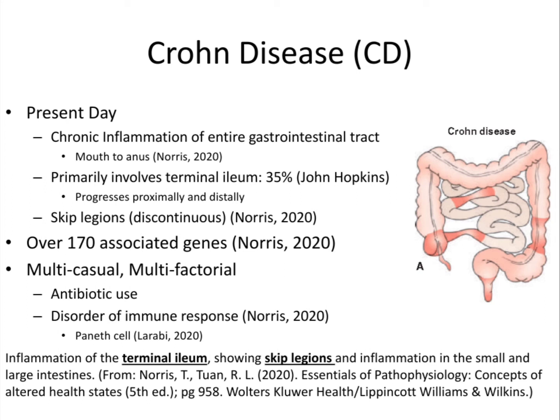There are over 170 genes associated with the development of inflammatory bowel disease. This presentation will focus on one specific gene, which has implications in autophagy. Crohn's disease is multi-causal and multifactorial. For example, chronic intestinal inflammation may be a result of antibiotic use. Disorders of the immune system are commonly implicated in the development of inflammatory bowel diseases. This presentation will focus partially on the dysfunction of the Paneth cell.